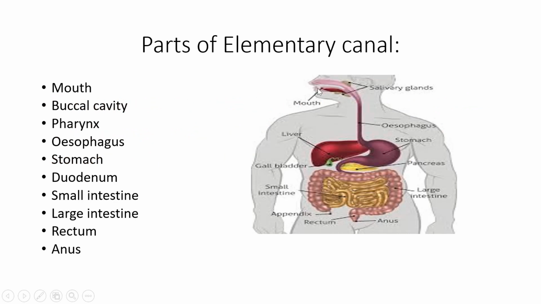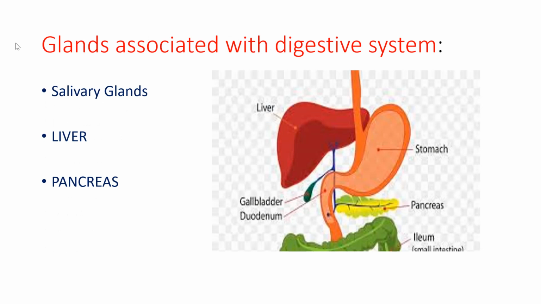They are the mouth, buccal cavity, pharynx, esophagus, stomach, duodenum, small intestine, large intestine, and anus. The glands associated with the digestive system are the salivary glands, which are present in the mouth. Then the liver and pancreas. The liver and pancreas open into the duodenum by their ducts.